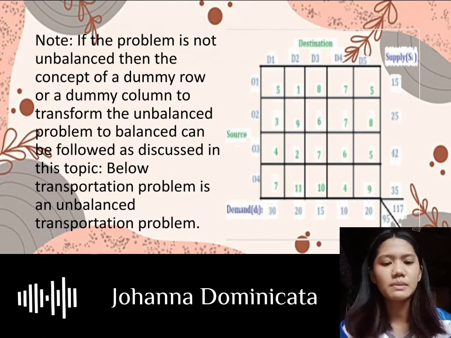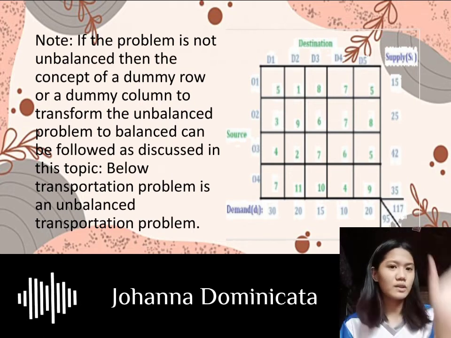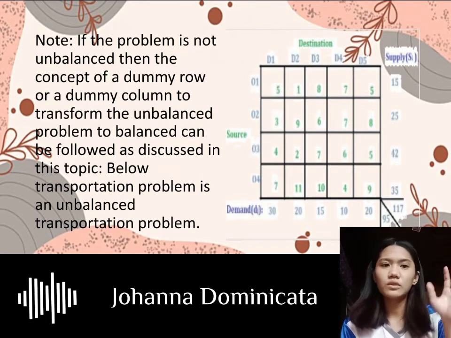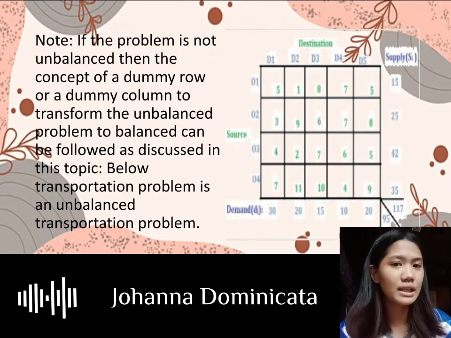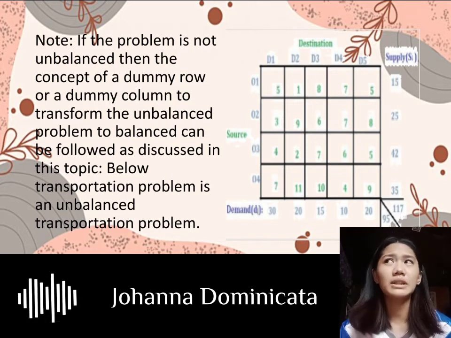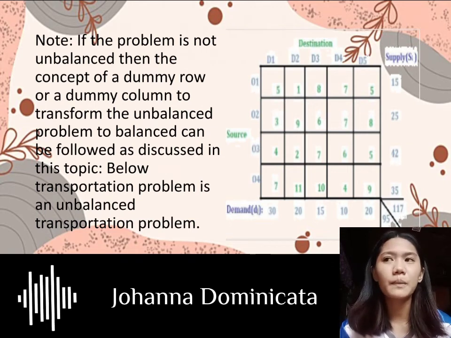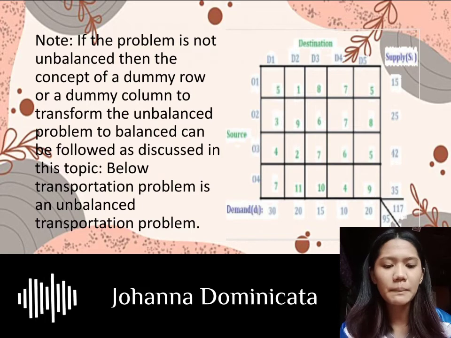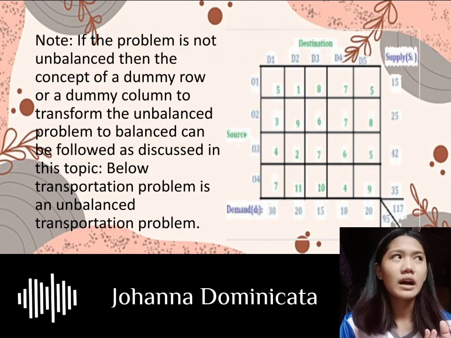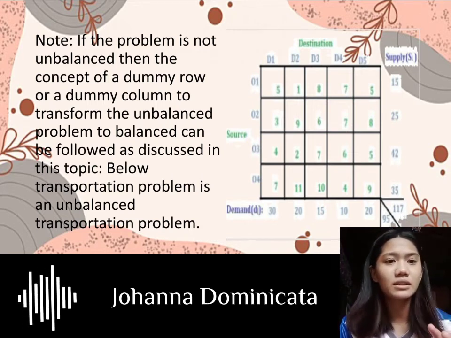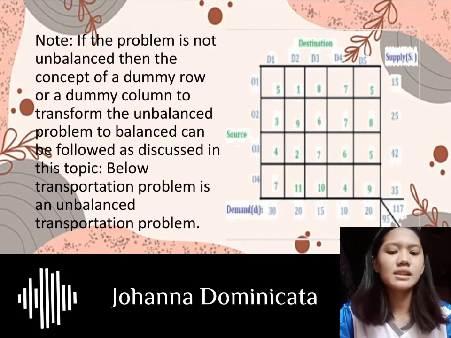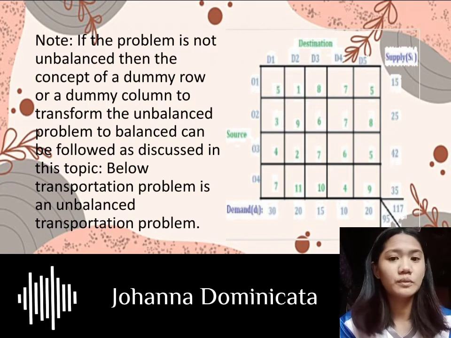We can say it's not balanced because of the supply, which is on the right side, and the demand, which is at the bottom. If the totals of the two are not equal, then we can say this is an unbalanced transportation problem. In order to make it balanced, we need to use the concept of a dummy row or dummy column. For example, if the supply is more than the demand, then we will apply the dummy column to the demand. So, we are to create the dummy demand column.